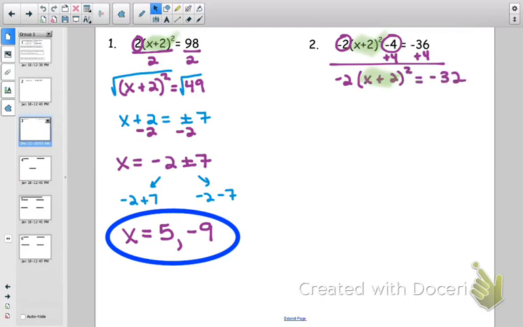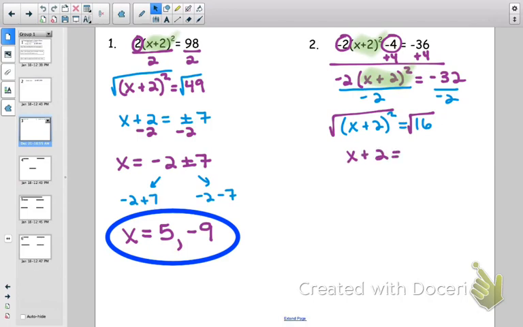Then we're going to divide both sides by negative 2 because we still haven't isolated what's being squared. We end up with x plus 2 squared is equal to 16. Now we can take the square root of both sides. Again, square root of 16 is a nice number, 4. Don't forget plus or minus.